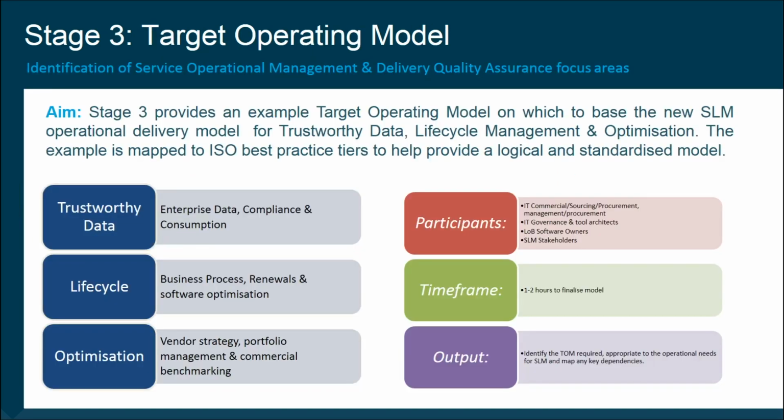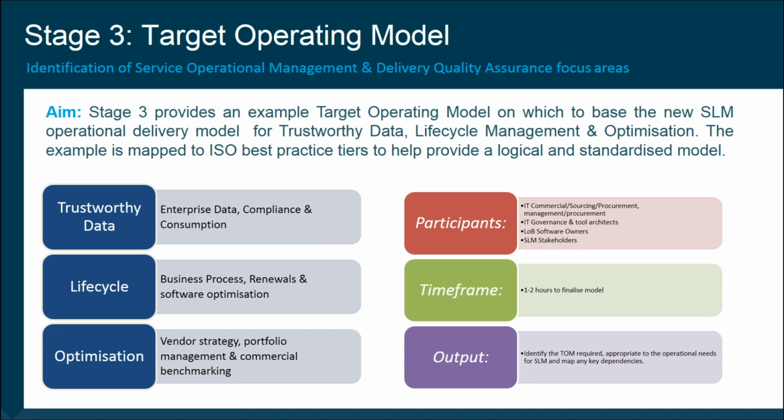Let's move on to stage 3. This is what we call target operating model. This is getting to a model of how am I going to deliver this capability. And importantly, what we're trying to do here is align to our ISO aligned 3 tiers of trustworthy data lifecycle optimization, to actually have a common view of what good looks like.